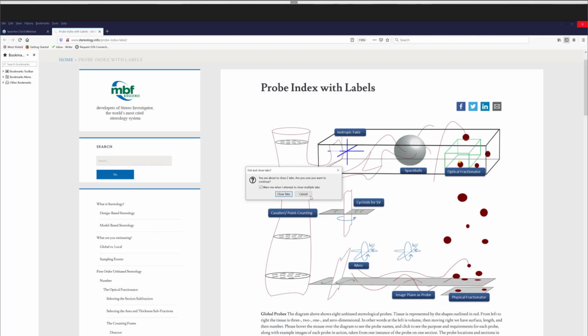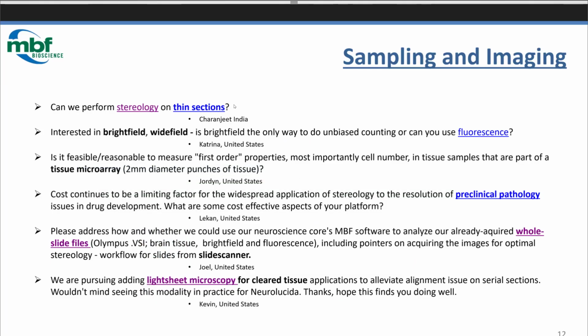So the answer is yes. Yes, we can use thin sections, especially for volume, for surface and length. Use thick sections, and also for number if you can.